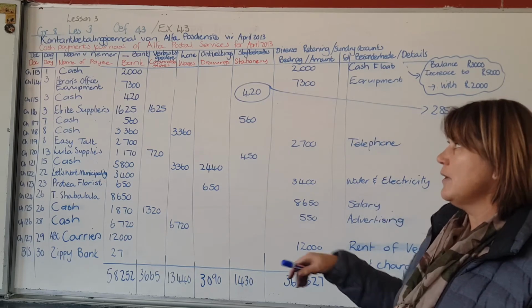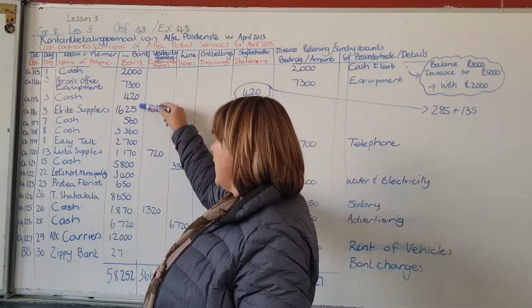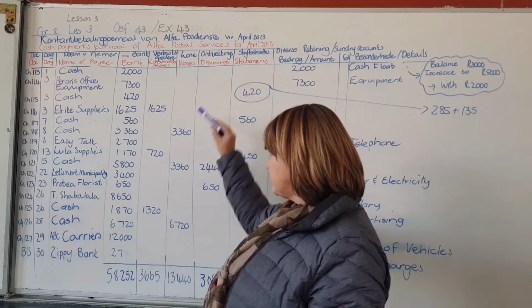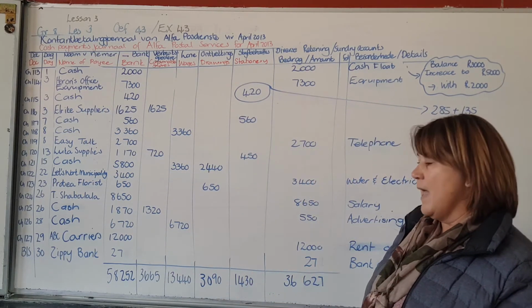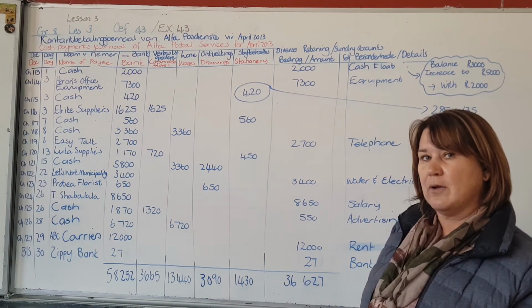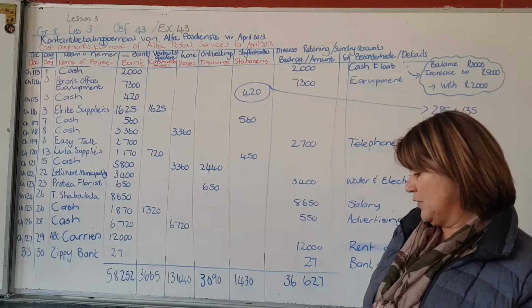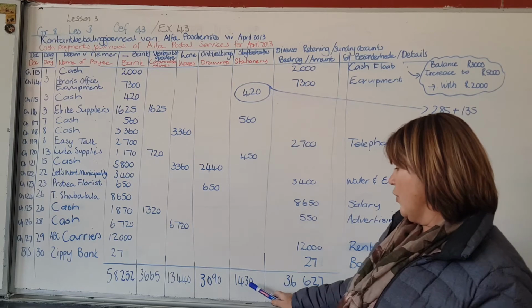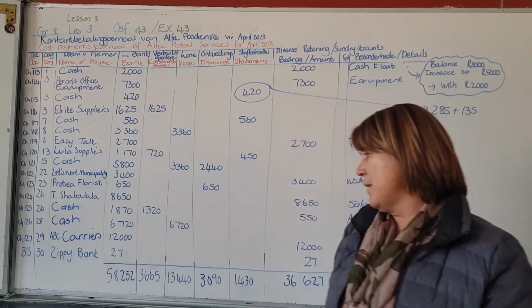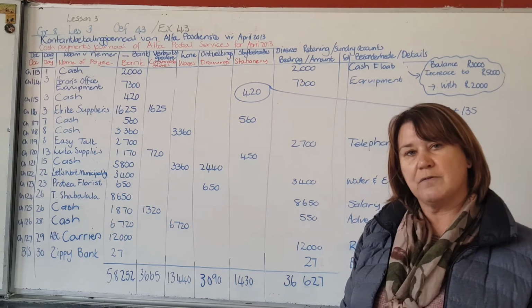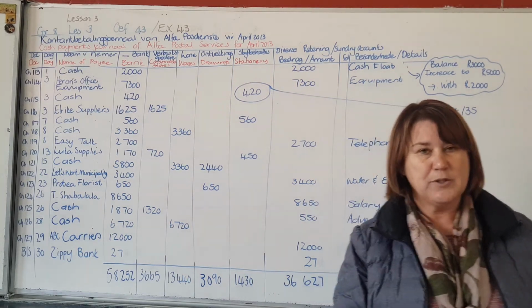Please, then you have to add your columns. So you have to add the amounts. Alright, you're adding all the columns. And then to see if your bank column is correct, please add all your other columns together. And then you should get your bank amount of 58252. Alright, thanks boys and girls.